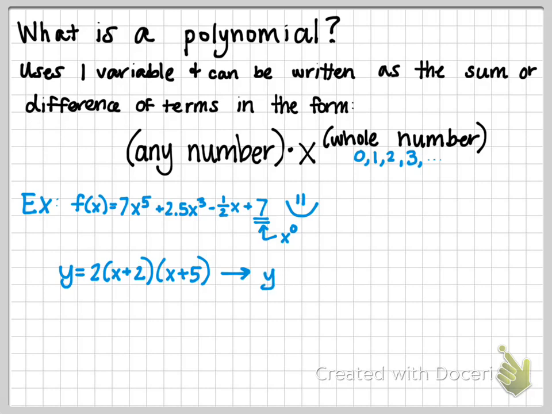Another example that could work would be this 2 times the term x plus 2 times x plus 5. We can rewrite this in a form that looks like our definition, 2x squared plus 14x plus 20, if we went ahead and multiplied that out with a generic rectangle. So both of those are good examples of an exponent.